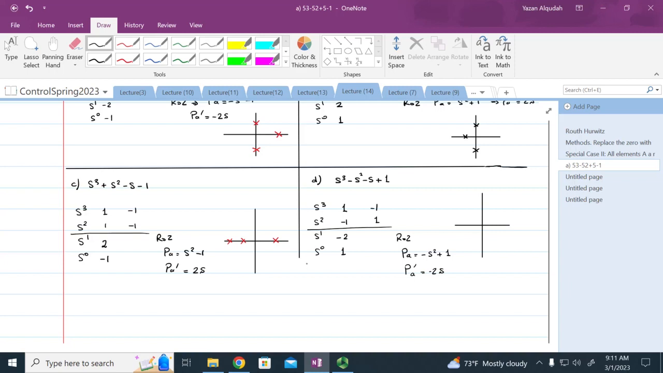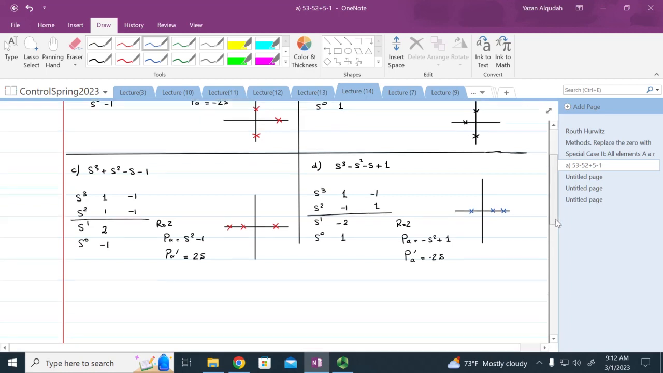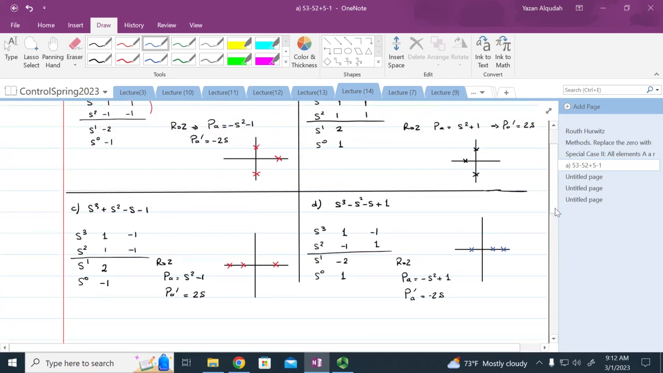So if I look here, how many sign changes I have here? 1, which means there is a root in the right half plane. And if I look for the auxiliary polynomial, how many sign changes? 1, which means it has a root on the right half side and 1 in the left hand side. Together? Is that clear, everybody? Any questions? Questions? Okay, let's do one more example.